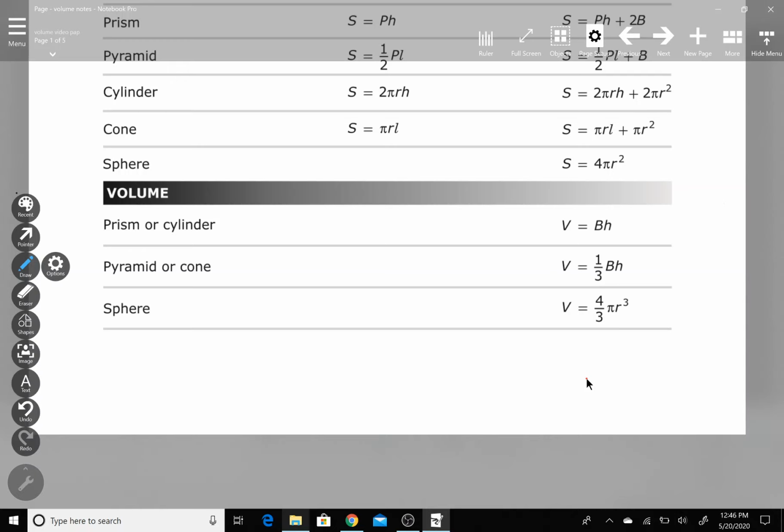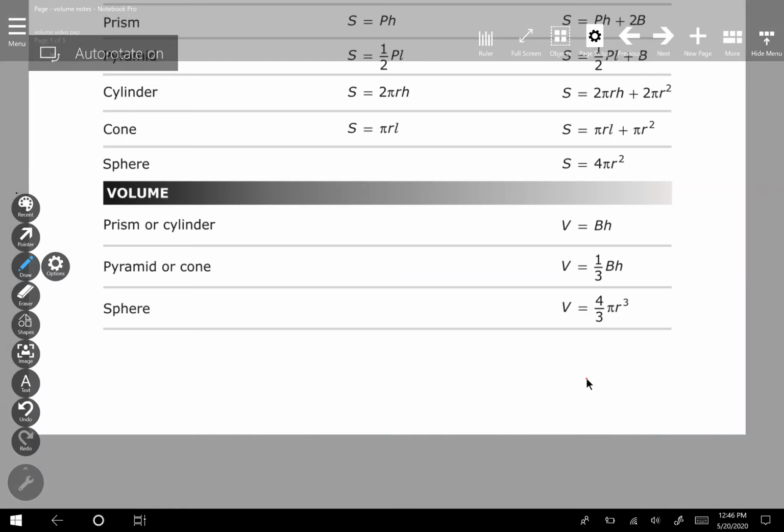Okay, everybody, welcome back. This week we're going to go over volume. Volume is a measure of how much something holds, or how much space something takes up.